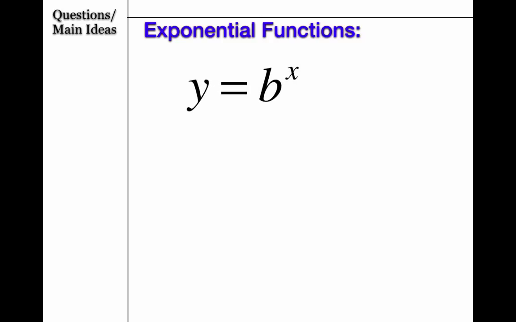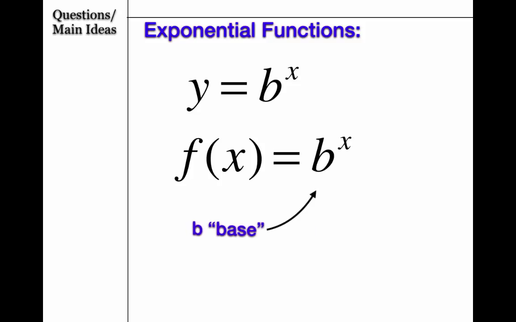Exponential functions are always in this format: y equals b to the x power. Now b is actually a number, so it's like y equals 3 to the x or y equals 5 to the x. And we refer to it as b because we like to call it the base. You can also write it as f of x equals b to the x power. Either way, y equals or f of x equals, they're both the same thing. But b stands for base, and that base number is pretty important.